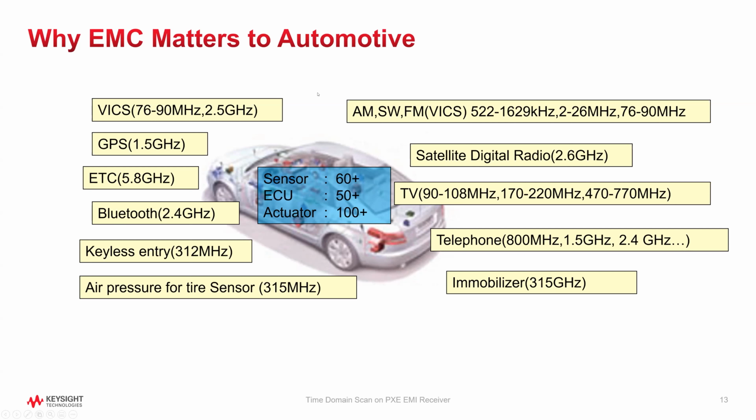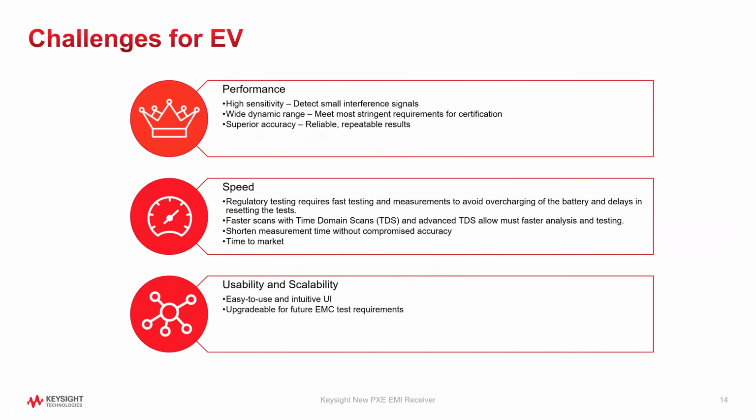Okay, moving forward. There are some challenges for EV testing with regards to EMC. We can break it down into three. The first one is performance, the second one is speed, and the third one is usability and scalability. Regarding performance, for EV testing, you need a high sensitivity, wide dynamic range, and superior accuracy that is reliable and repeatable. Regarding speed, a lot of regulatory tests require fast testing and measurements to avoid overcharging in the battery and delays in resetting the test.